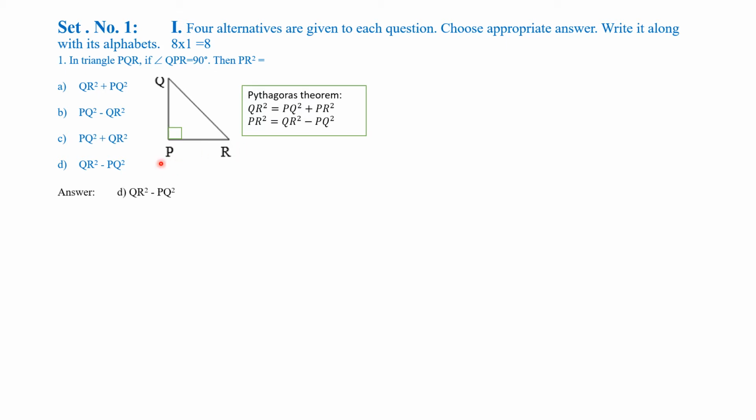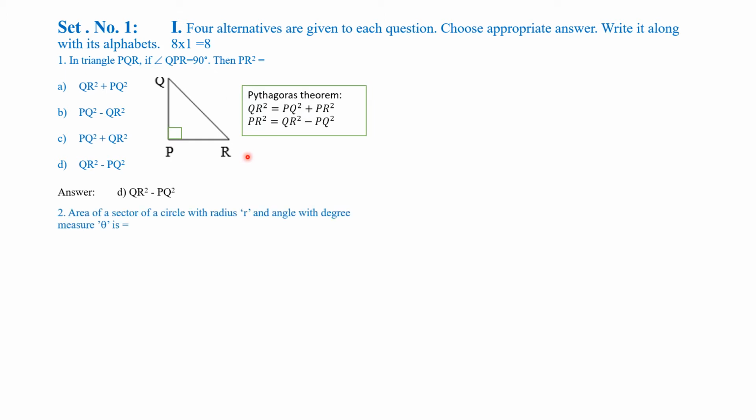Please write down answer D, and you have to write QR square minus PQ square. This is the way to answer. You need not write the writings in the text box. Whatever is written in the text box is to explain the decision, what is the correct answer. You should not write this in the answer book. You are required to write only D, QR square minus PQ square, in your answer sheet.